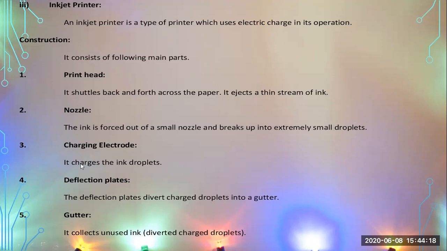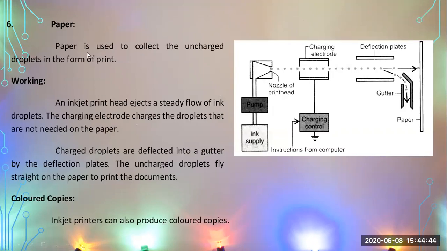Now look at the fourth point. Deflection plates divert charged droplets into the gutter, and the gutter collects unused ink. With the help of the computer, we will see in the diagram that when the potential of the charges is applied to the deflection plates, they attract the unused ink, and it moves inside the gutter. Paper is used to collect the uncharged droplets in the form of print.